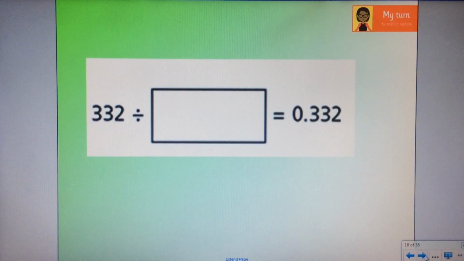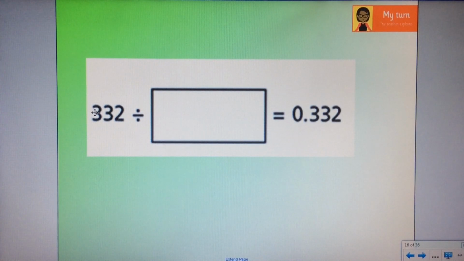Okay, just like we did yesterday, sometimes you might have a question where it's not asking you for the answer but asking you for a certain different missing value in the question. So if we have a look at this question, we can see that our answer is asking us what has this number been divided by to give you this. So you need to think, well, how many places have the digits been moved?